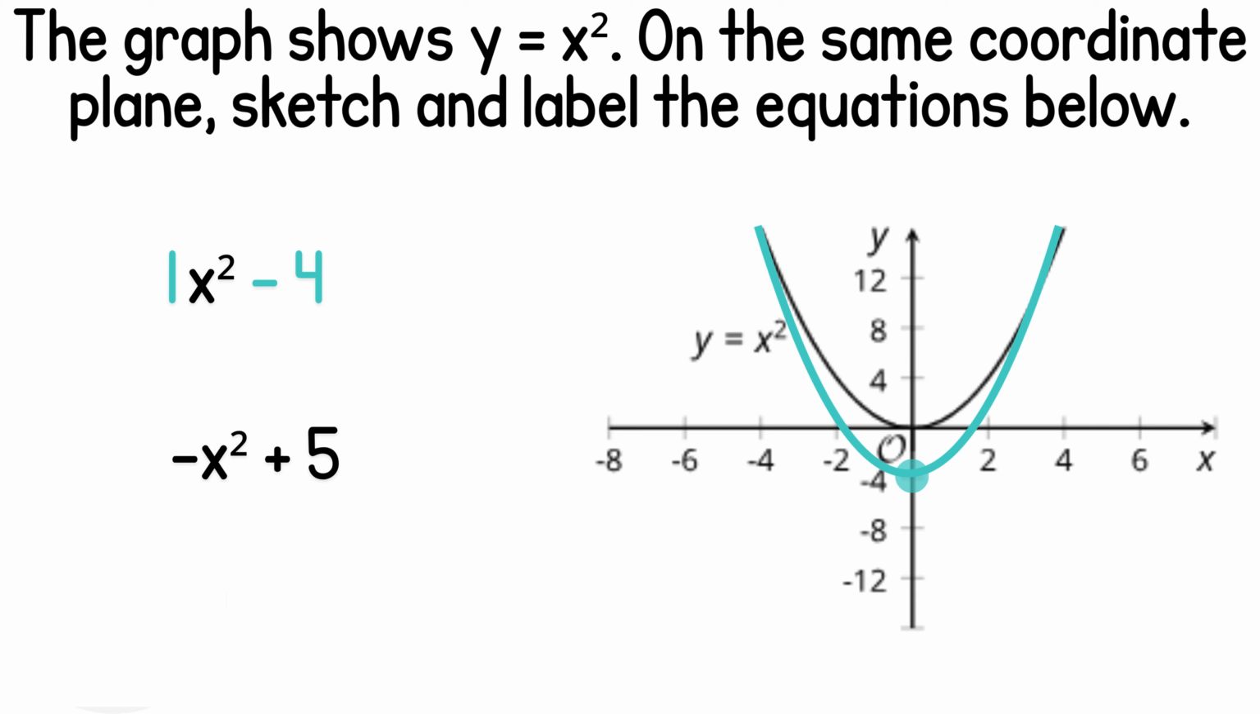Now let's look at -x² + 5. Our a value is negative, so we know that our parabola is going to go upside down. And our constant term is 5. So we'll put our y-intercept at +5, and then draw our parabola upside down. Let's look at one more example.